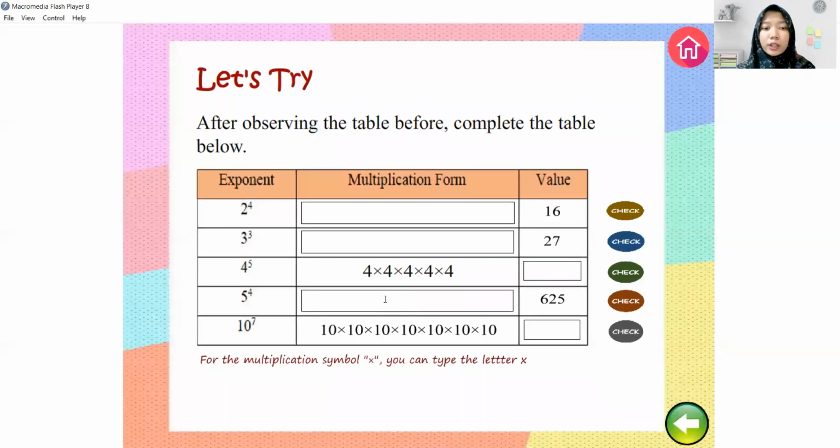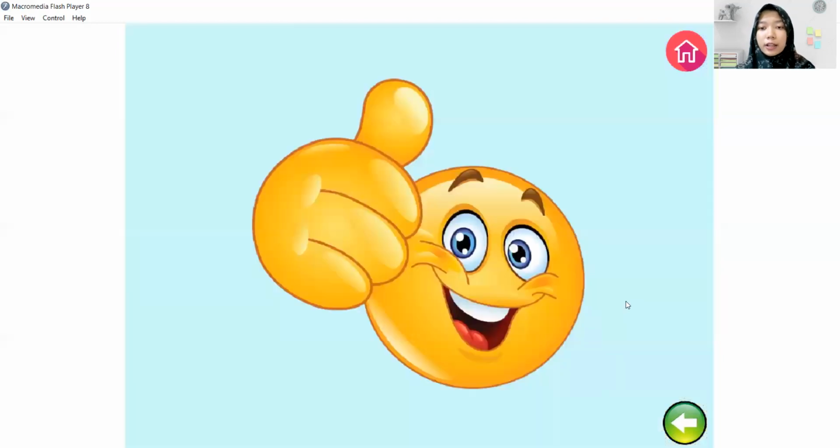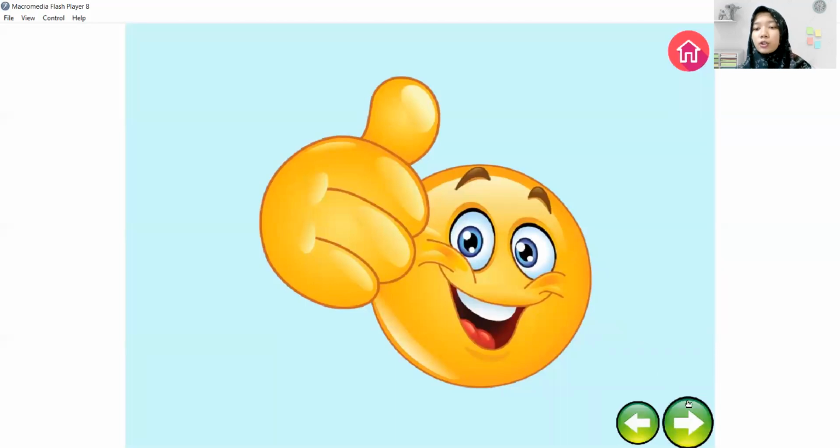And for the next question, 5 times 5 times 5 times. Students can check. False. Please try again. It means the answer of the student is false. 5. Then students can check. That's true. Then the last question, students can input the answer. Students can check and that's true.